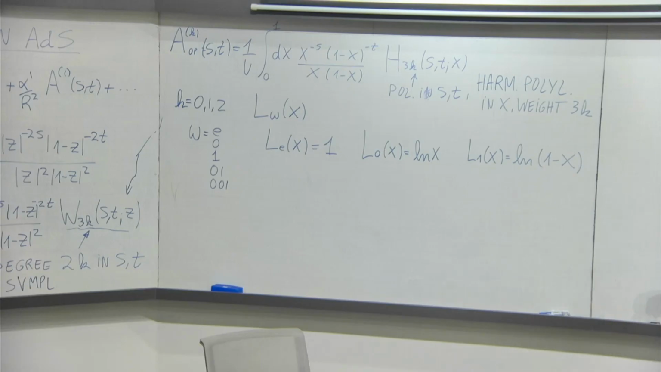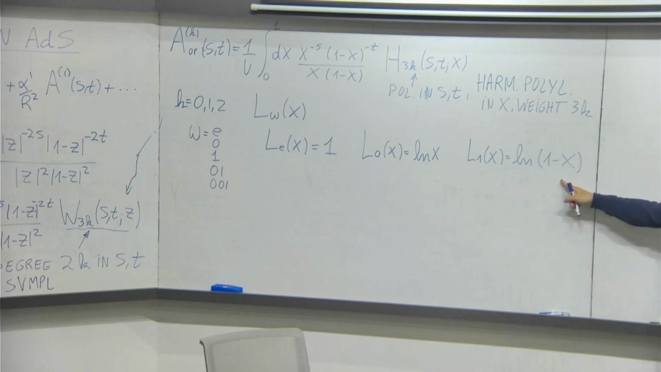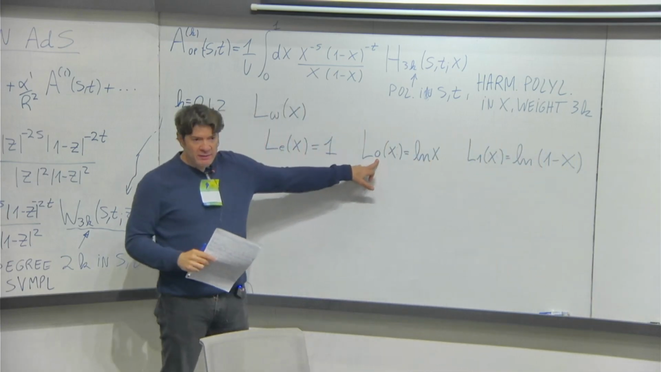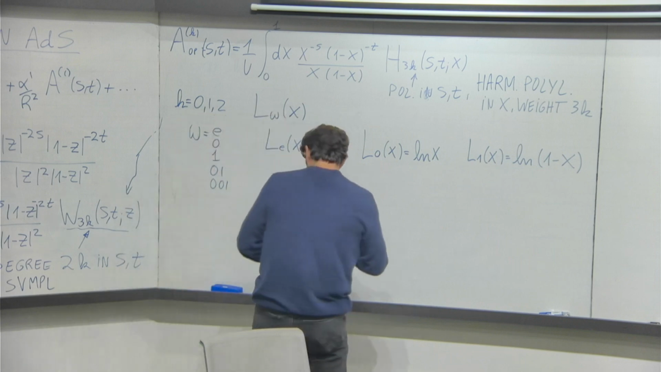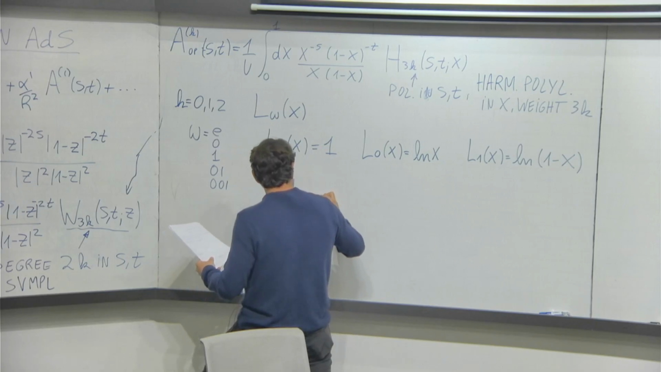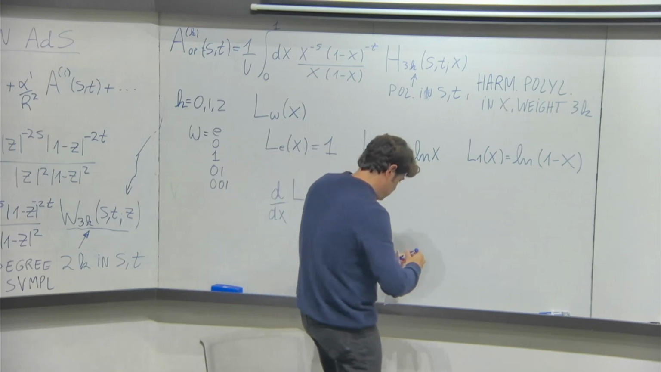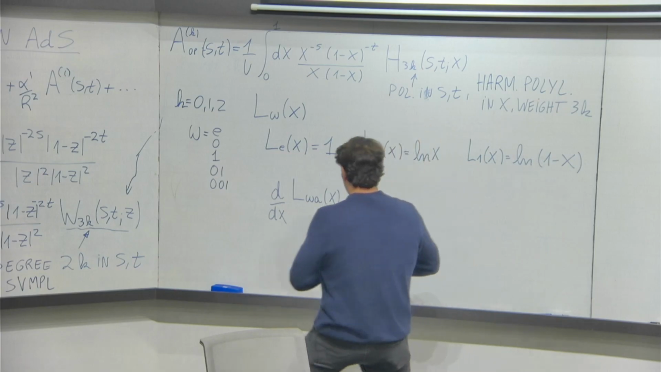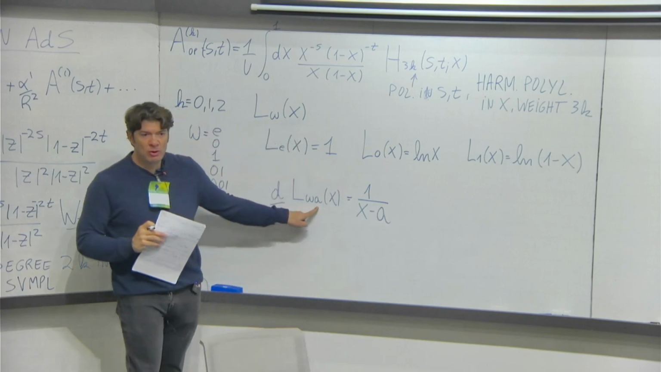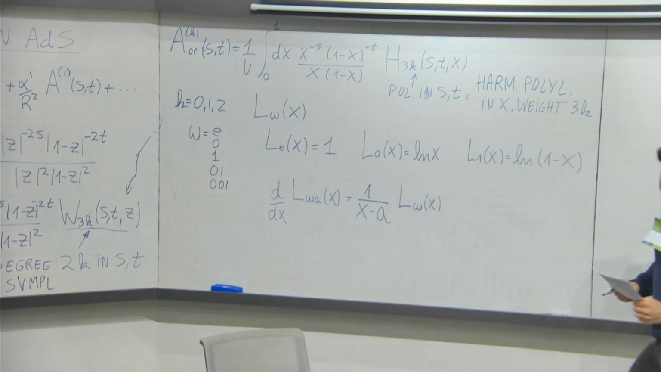So for instance, you can see here that this will have a branch point at 0, and this will have a branch point at x equals 1. Then for words with more than one letter, we define them recursively as follows. If you have L of omega and a letter A, and you take the derivative of that with respect to x, you get 1 over x minus A, where A is either 0 or 1, times L omega of x. Okay?